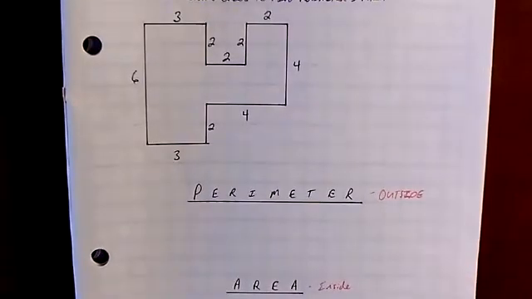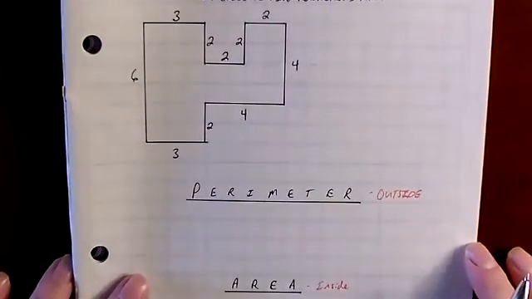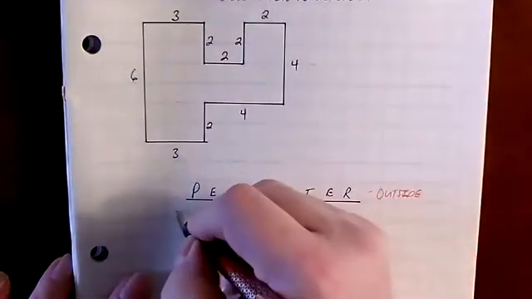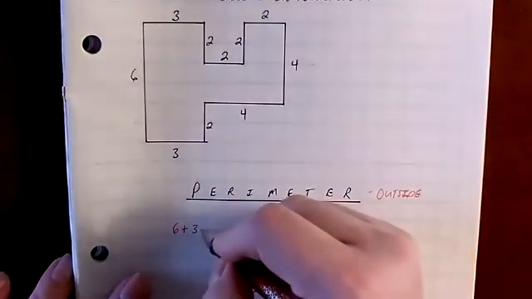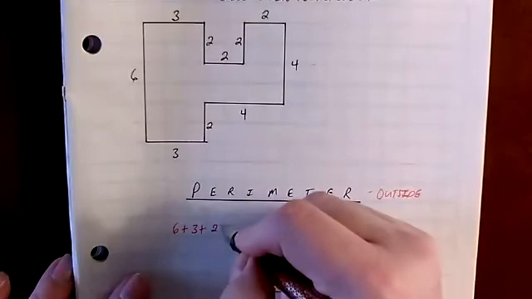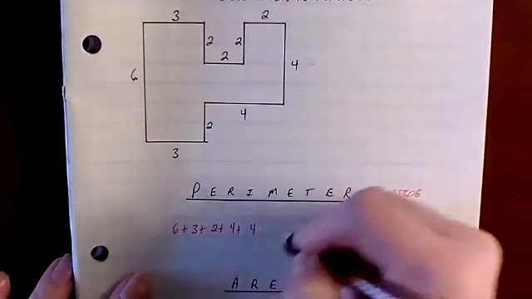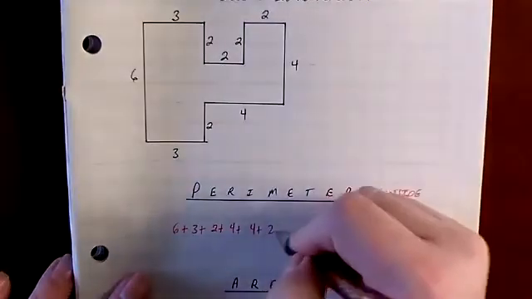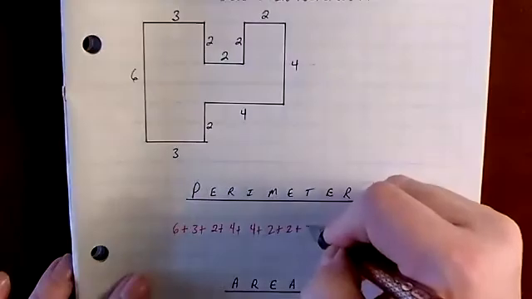What we're going to do is we're going to write down every single measurement, okay? Making sure that every side has been covered. So first I'm going to start with the 6. So we're going to have 6 plus 3 plus 2 plus 4. We got another 4 up there. 2. Man, we got a bunch of 2's, eh?